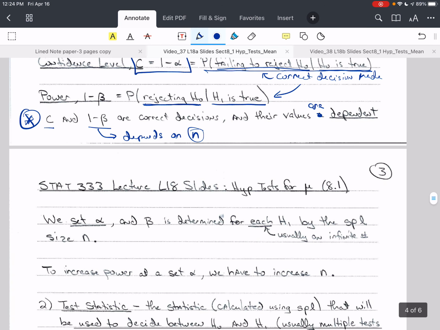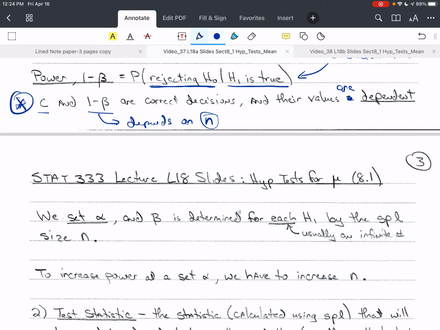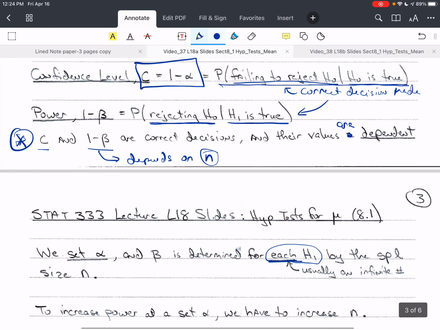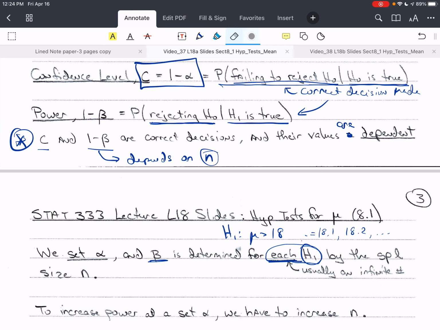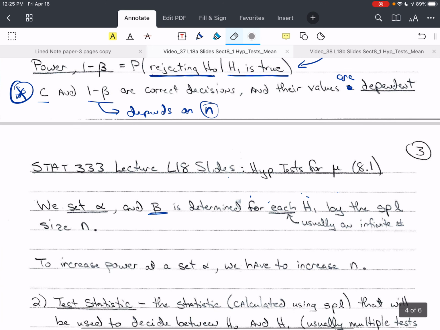Okay. So again, I've summarized this. We set alpha, and beta is determined for each individual H1 by the sample size N. And what I mean by this is there are an infinite number of these H1s. Because if I say that H1 is mu is greater than 18, then mu could be equal to 18.1, 18.2, 18.3. To determine beta, or 1 minus beta, we have to actually create an H1. That's the only way we can calculate the probability to calculate the power of the test. 1 minus beta is the power. And we will not get into that in this course.